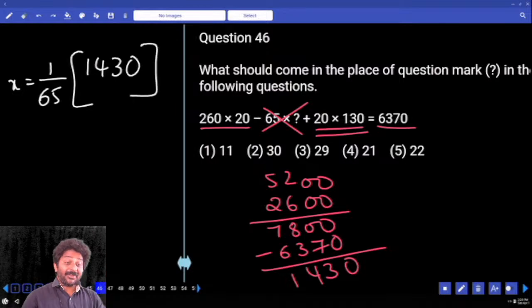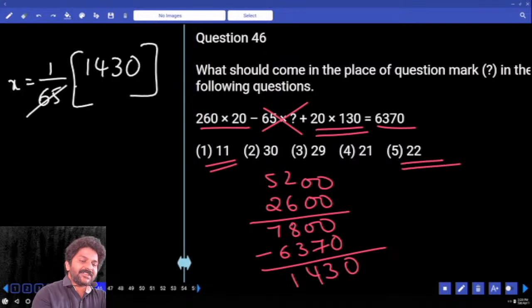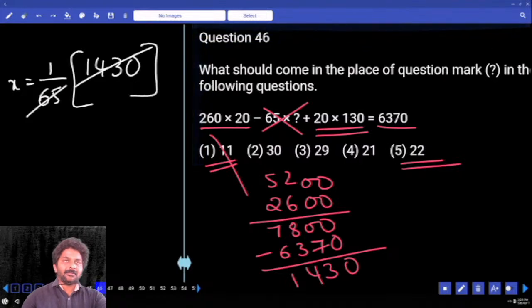When you see 143, what do you remember? It is an 11 multiple. How many options are there? 65. Will it come one time or two times? 22 is the answer.